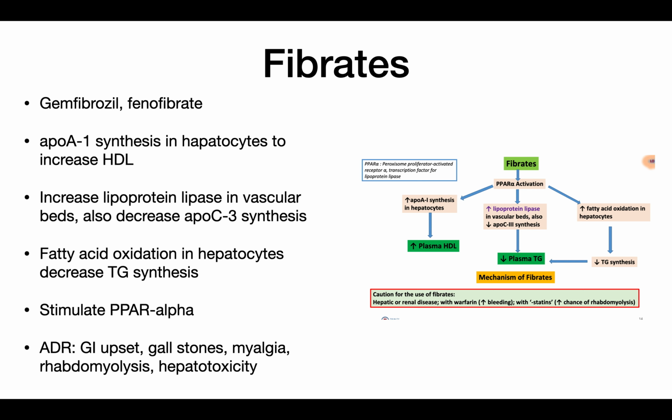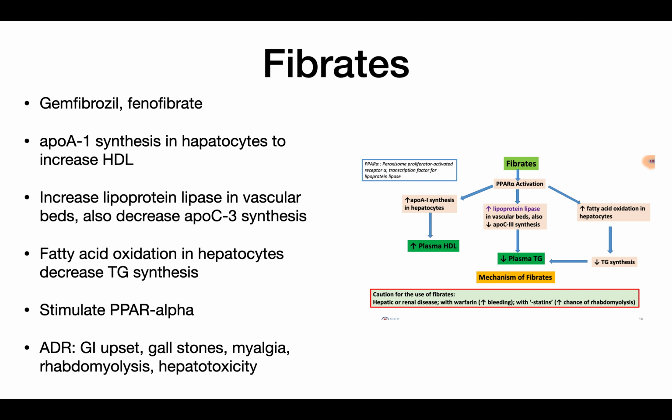Fibrates are going to be gemfibrozil and fenofibrate. ApoA1 synthesis in the hepatocytes is going to increase HDL. They increase the lipoprotein lipase in the vascular bed, so there's going to be more lipoproteins used, right? So more cholesterol is going to be used. And it decreases the ApoC3 synthesis. So we're going to use the fat and the triglyceride and the cholesterol for energy. We're not going to store them in adipocytes.